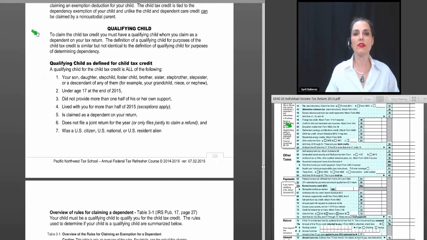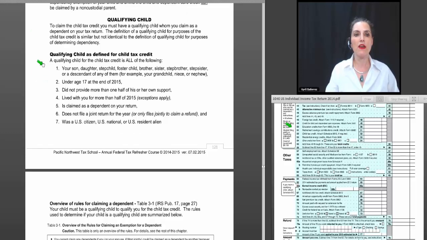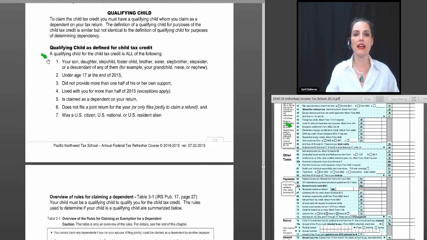Qualifying child. To claim the child tax credit, you must have a qualifying child whom you claim as a dependent on your tax return. The definition of a qualifying child for purposes of the child tax credit is similar, but not identical to, the definition of qualifying child for purposes of determining dependency. Qualifying child is defined for the child tax credit.